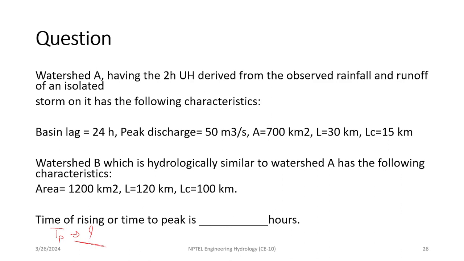Because all the parameters are the same, time of rising or time of peak, it is saying time to peak. Time to peak means that if I am plotting a unit hydrograph like this, and this is a peak, then this will be a capital TP.